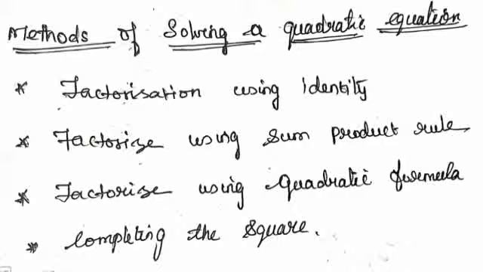Okay, and the last one is completing the square. That is also another method of solving a question. And in the next videos we will see how to use those procedures. So today I am going to explain a few problems related to using identity and sum product rule.